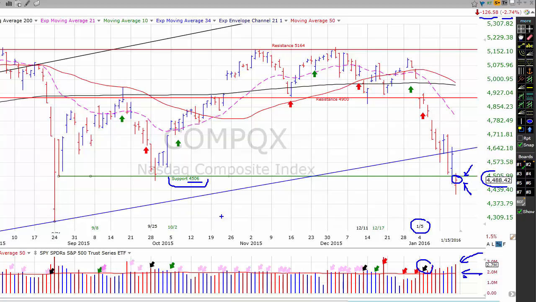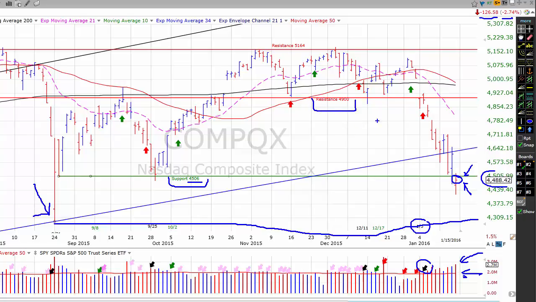Right now, the NASDAQ Composite really is bracketed by support down around the 4,300 area, which would be the low on the flash crash back in August, and resistance way up here in the 4,900 area.